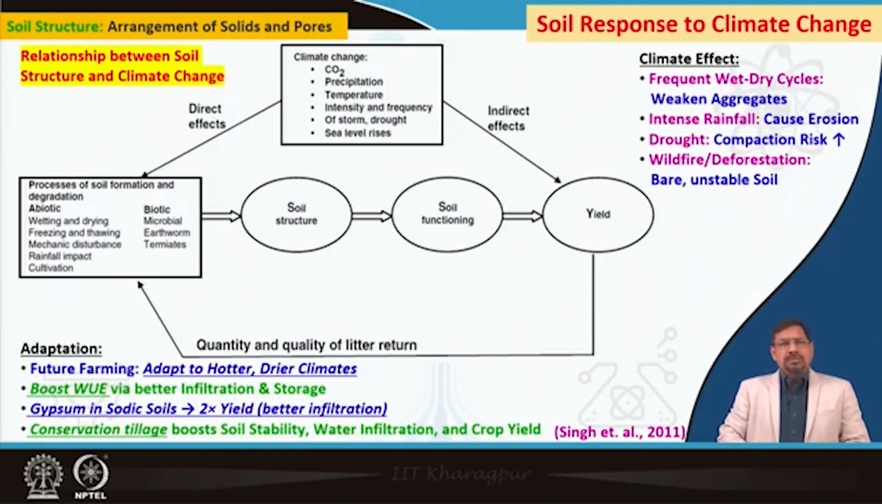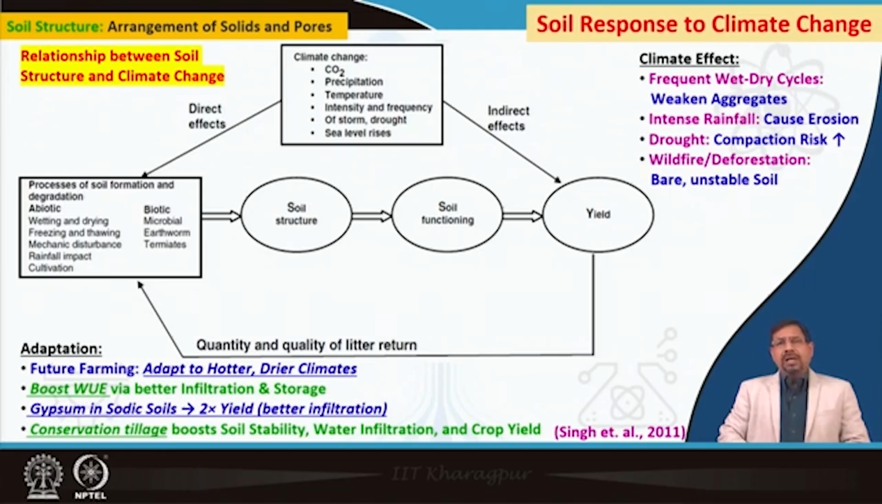As far as the direct effects are concerned, the process of soil formation and degradation has two components, biotic and abiotic. In abiotic, the wetting and drying of the soil will be influenced by the process of soil formation or degradation, and then the freezing and thawing, mechanical disturbances, and rainfall impact. Coming to the biotic, we have microbes, earthworms and also termites. They will also be influenced by climate change, as we mentioned a few of the variables as examples.